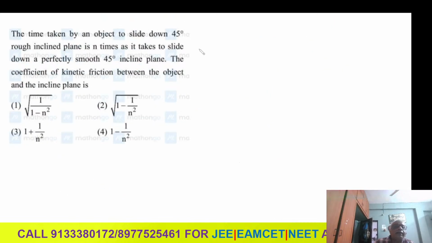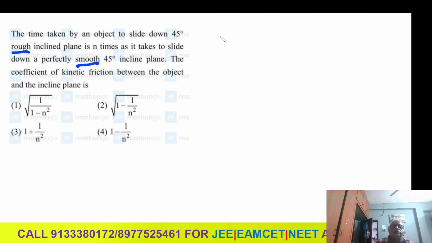Now next, the time taken by an object to slide down a 45 degrees rough inclined plane is n times the time it takes to slide down a perfectly smooth 45 degrees inclined plane. This is smooth, and this is rough.